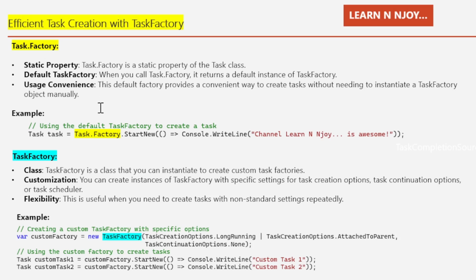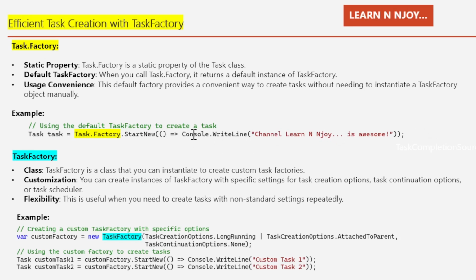Okay, let's understand it with the help of the examples shown here. So here, I'm using the default task factory to create a task. That's what I have written. Task is equal to Task.Factory.StartNew, and here I'm passing an action delegate in terms of a lambda expression, where I have written Console.WriteLine("Channel Learn Enjoy is awesome").